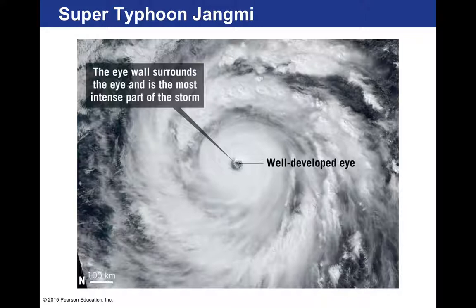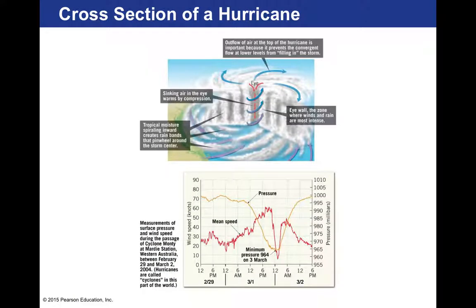So this is just a satellite photo of a hurricane, specifically a super typhoon. The eye wall is surrounding a well-developed eye where the weather inside the eye is fair and sunny. The cross-section of a hurricane will show you all the different pieces and show you the rotation of the wind. It's essentially just a large, low-pressure cyclone where severe weather has formed in different regions of that cyclone.